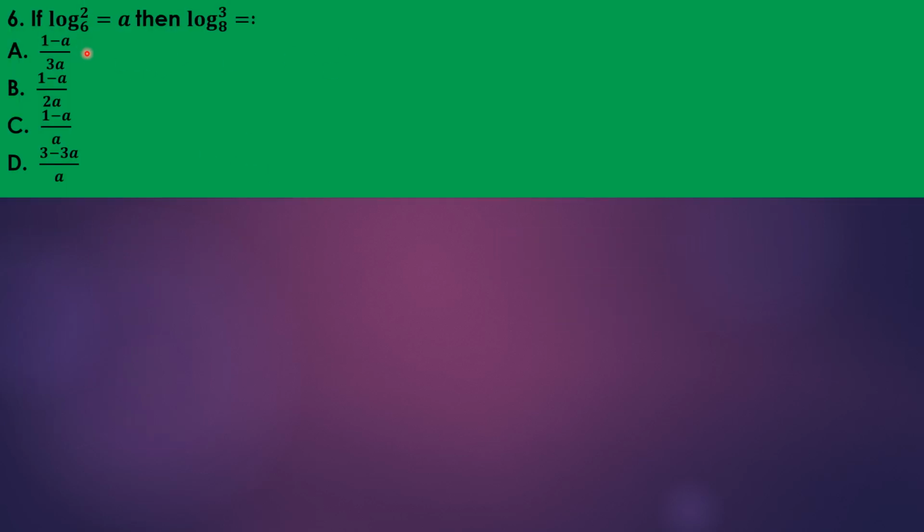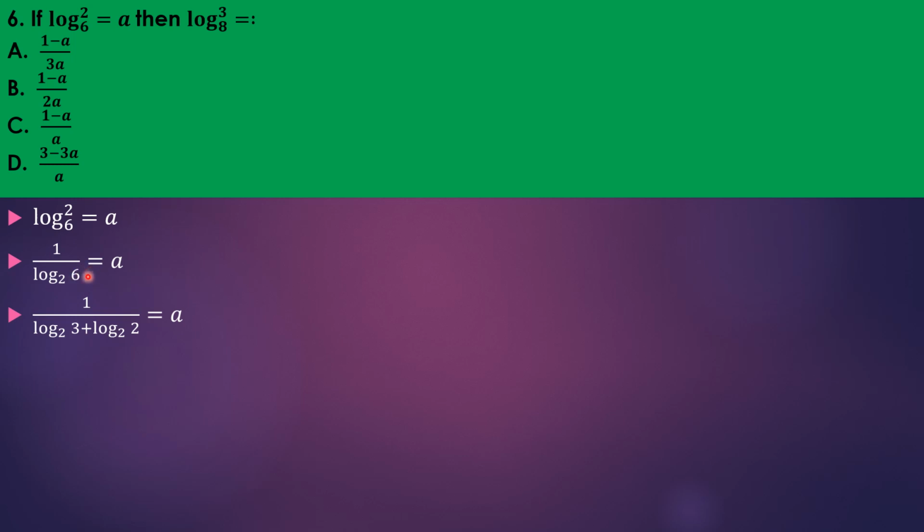If log 2 base 6 is a, then log 3 base 8 is, all right, so you just have to follow the simplification I've done here. I hope you try it your own way, or some other way, but this is the way I simplified it. So we have log 2 base 6 to be a. We can rewrite this logarithmic expression by changing the base, so we want the base to be 2 and get 6 up. So we have 1 over log 6 base 2, which equals a.